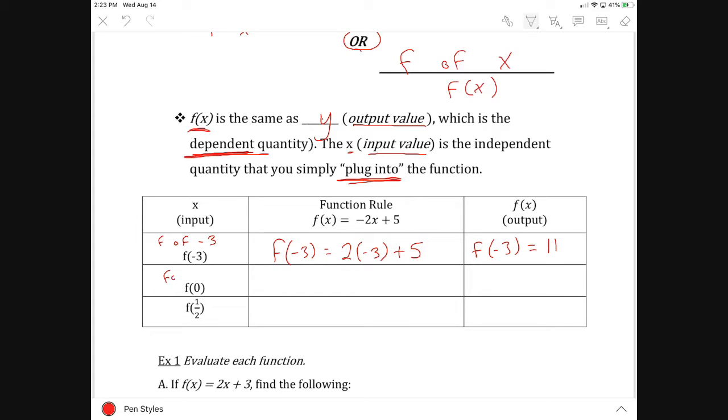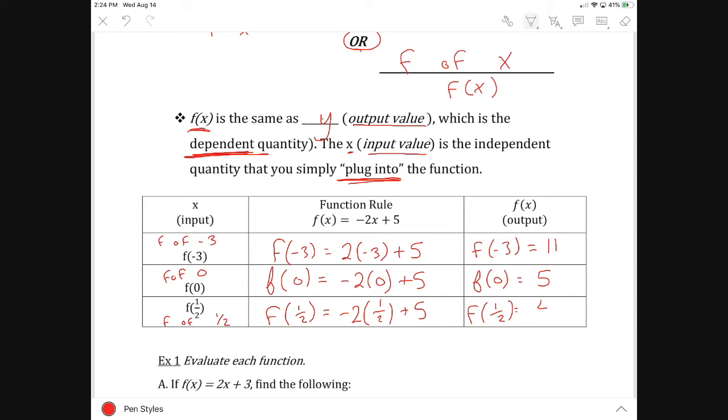So now we're going to be looking at the next one. So we've got f of 0. So f of 0, plug in the 0 at all the locations. You've got negative 2, 0 plus 5 equals 5. So then if we look at our last one, we've got f of 1/2. So it's f of half equals negative 2 half plus 5. So then you're going to get f of half equals 4.